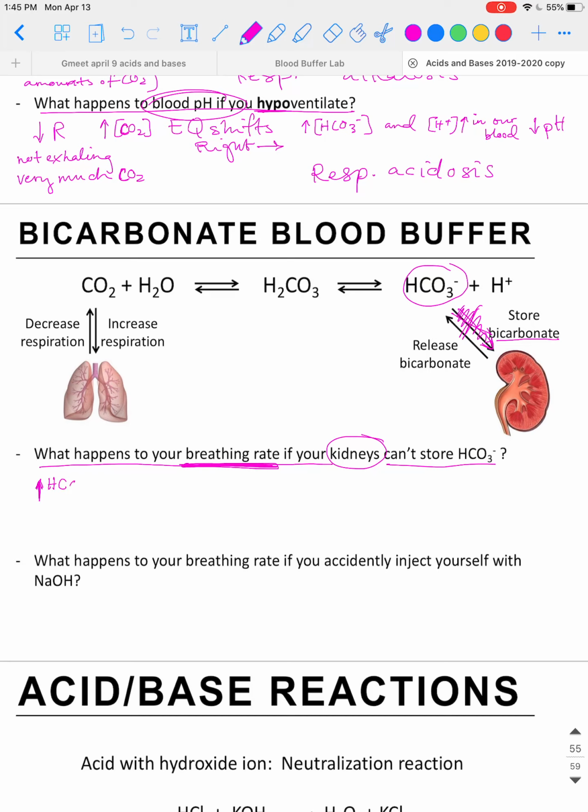So what's going to happen is you're going to have a buildup. We're going to increase the concentration of HCO3 minus in the blood. Notice we have not said that we increased the amount of H+. We have only increased the amount of bicarb. But if we do that, what does Le Chatelier's principle say? If you increase the concentration of any product, equilibrium will shift towards the reactants. So equilibrium shifts left.